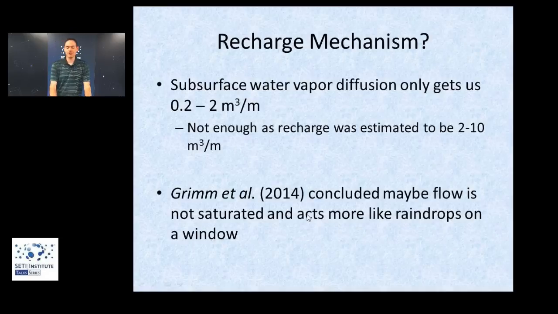So we concluded that maybe this flow is more like raindrops on a window, where it's not actually a saturated flow. You get these raindrops and they're just waiting to flow. They're on the verge of flowing, and if you get one that makes a nice path and wets the surface, then another one can follow that path. So you might get melting up at the top, and these different drops or slugs are following that. We need to do more modeling on this, but these recharge mechanisms are very difficult, as you'll see through here.